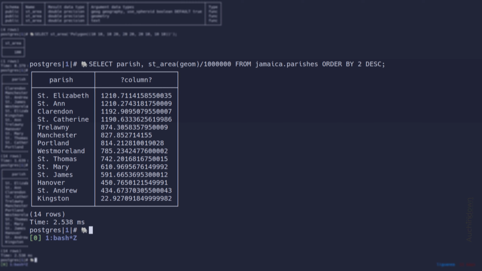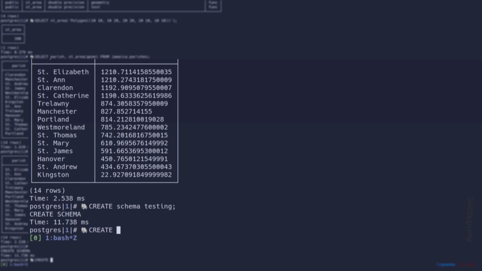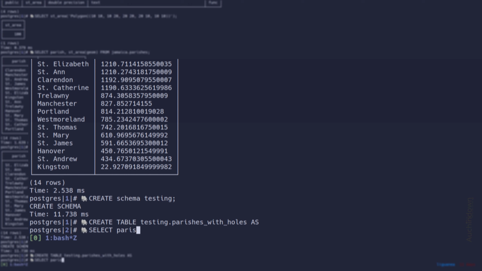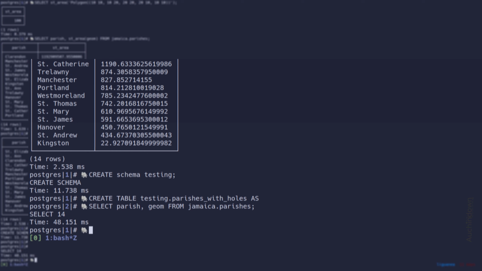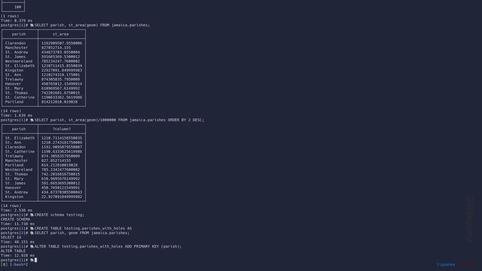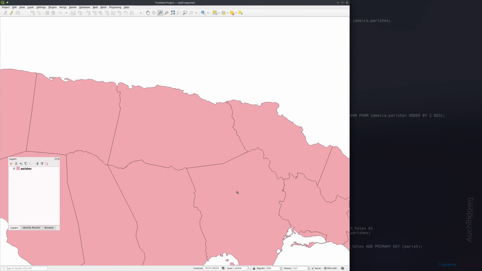Yes, it does. In fact, let's create a table and have a look. As you know, I like my namespaces, so we shall create a namespace called testing, and then we will create a copy of the parishes table in that new namespace. I then need to add a primary key because QGIS doesn't like to edit stuff without a primary key. And then I'll pop into QGIS and edit a couple parishes, add some holes, and then we can rerun the stArea query.